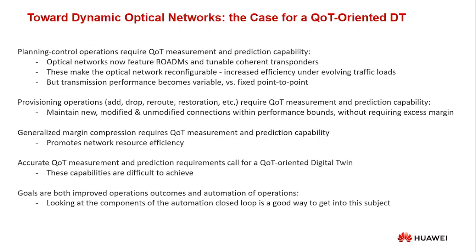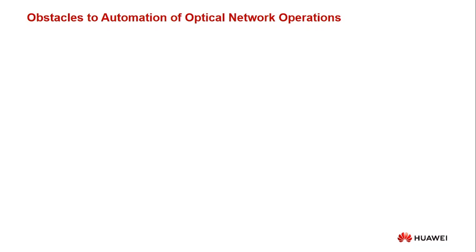But one way to look at them is to start to inventory them, knowing that we're after both improved operations outcomes and automation of operations. We can start to look at the components of the automation closely. Right, so if we do that, the canonical such loop is data, analysis, decision, action.